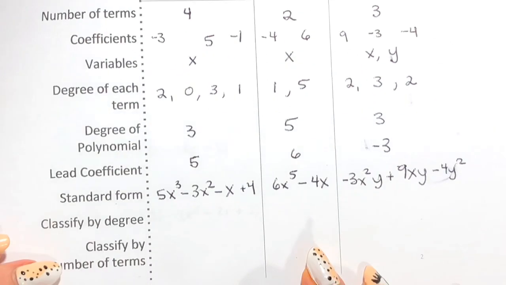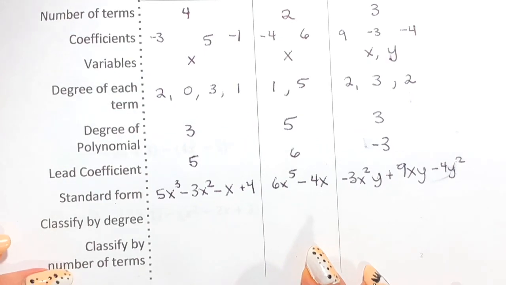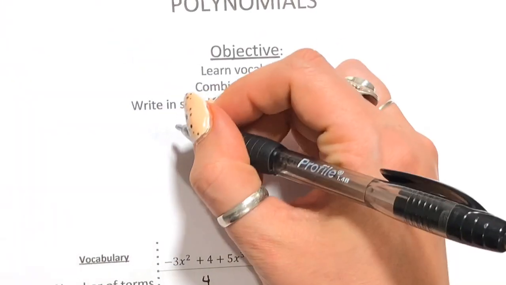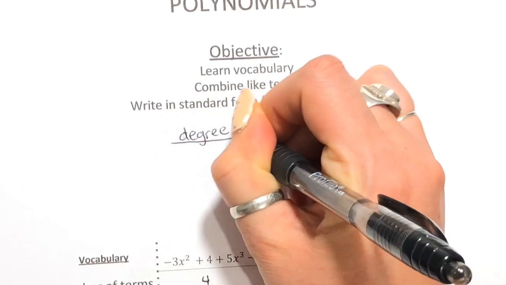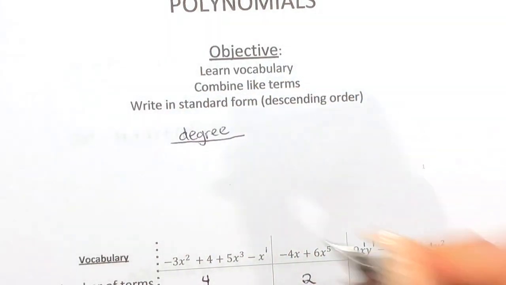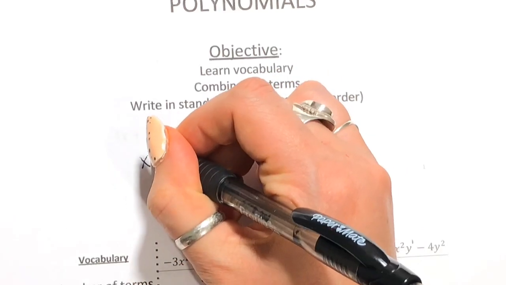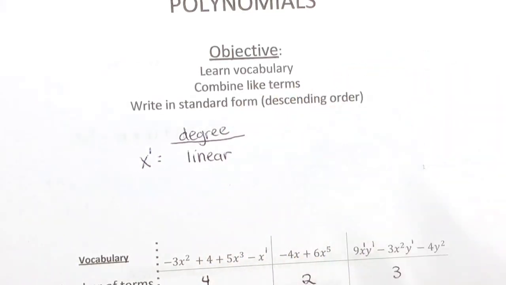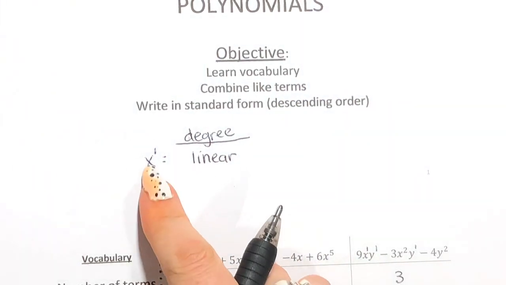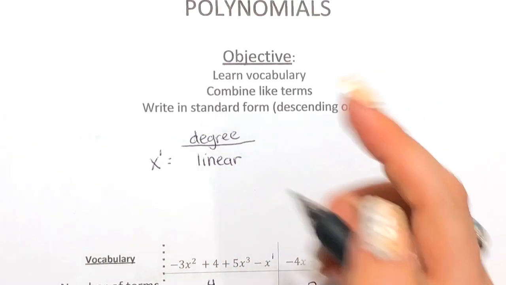Okay, and then classifying by degree. Sometimes people will ask you, what is the classification by degree? We have names for them. Maybe I'll write them up here where we have some space. So here are the degree names, and you've probably heard some of them before. If it's just an x to the power of 1, we call this a linear equation. And that's because if we graphed it, it would make a line.